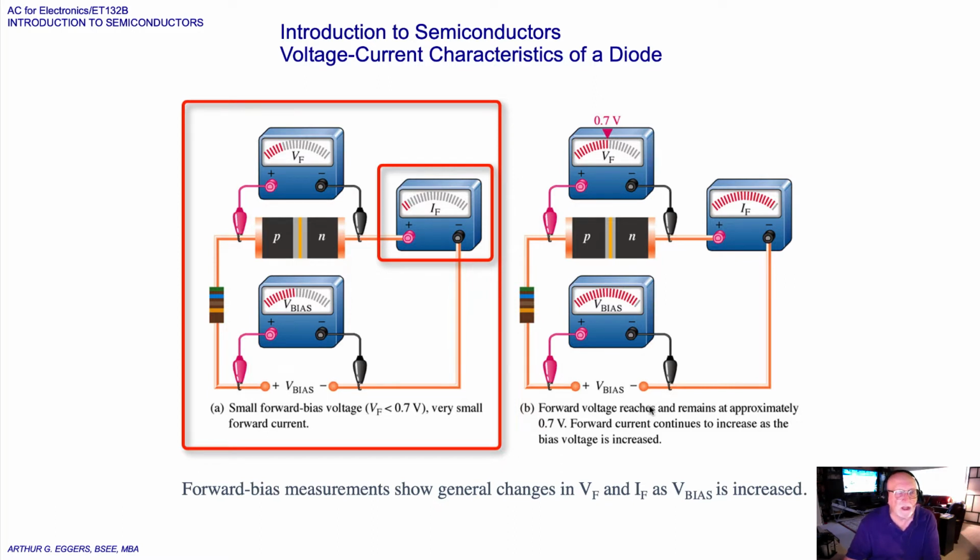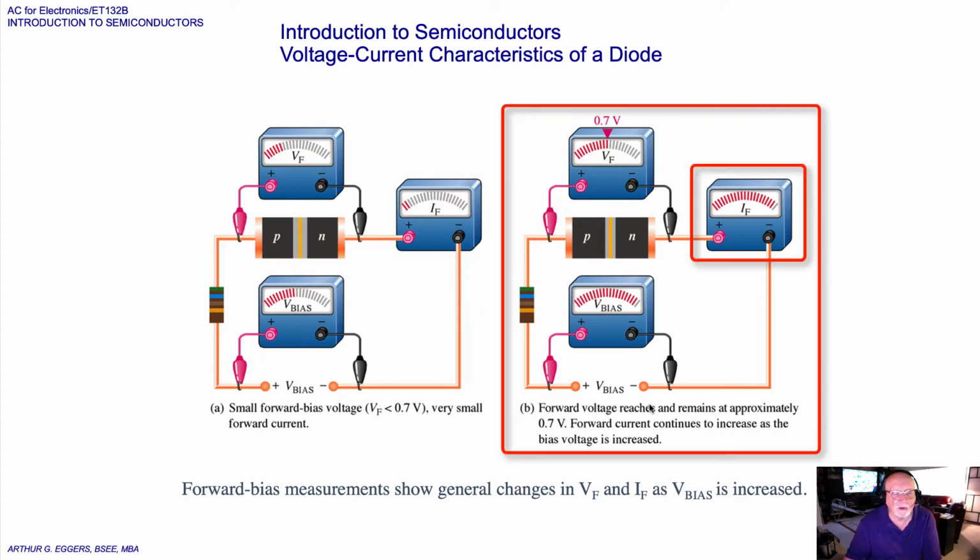As you gradually increase the forward bias, the forward current and the voltage across the diode gradually increase as shown. A portion of the forward bias voltage is dropped across the limiting resistor. When the forward bias voltage is increased to a value where the voltage across the diode reaches approximately 7/10 of a volt, again the barrier voltage, the forward current begins to increase rapidly as shown.